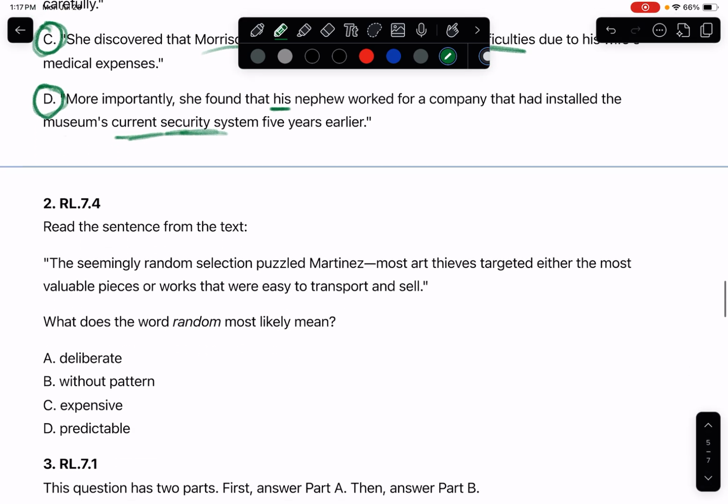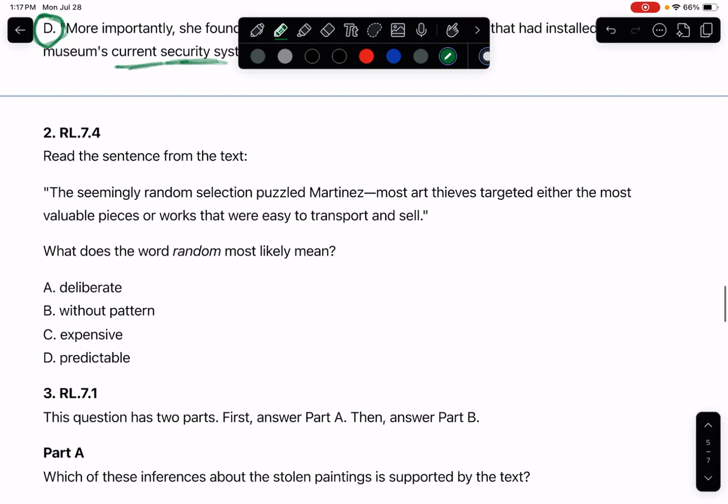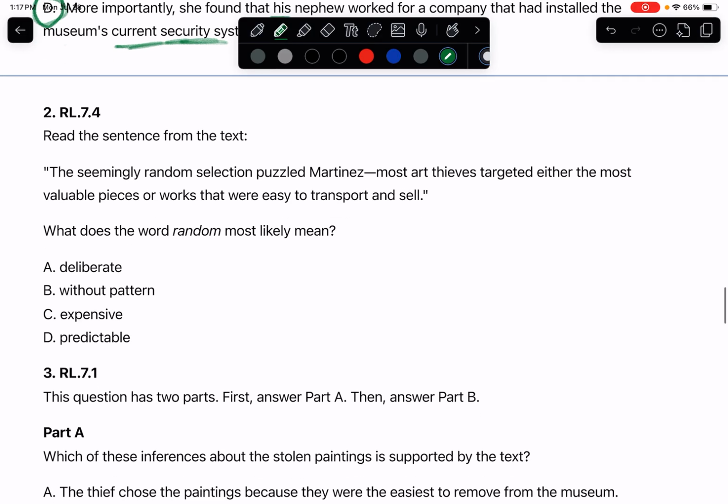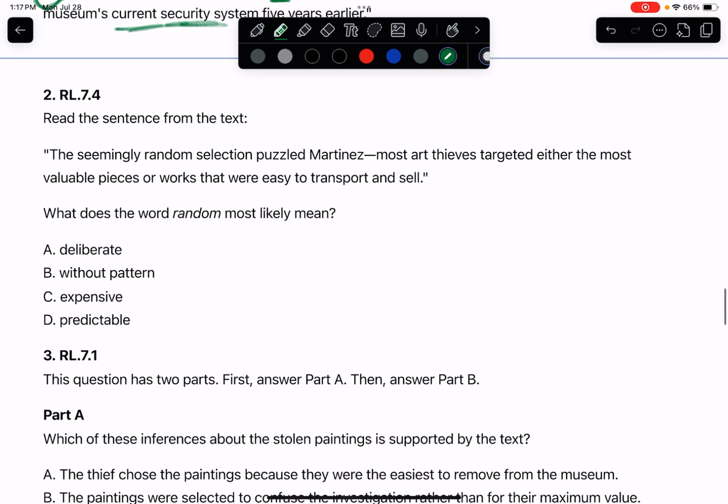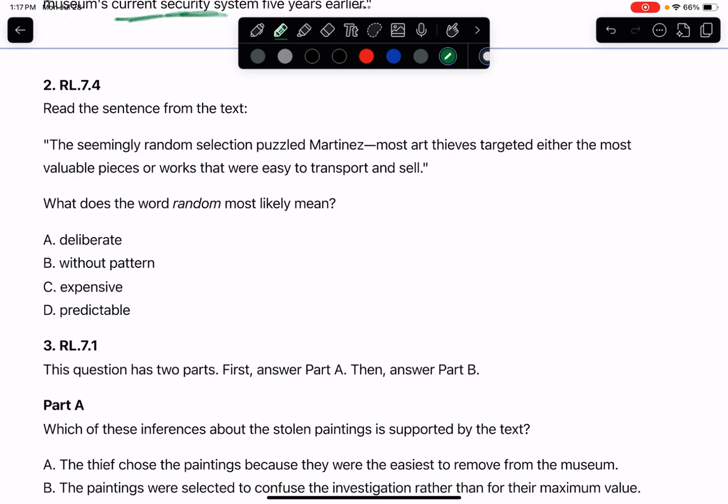Okay. Read the sentence from the text. The seemingly random selection puzzled Martinez. Most art thieves targeted either the most valuable pieces or works that were easy to transport and sell. What does the word random mean? You have to look at the context, right? The seemingly random selection. So randomly picking art. It's not deliberate. Deliberate means you plan it out. It means without pattern. It's kind of confusing.